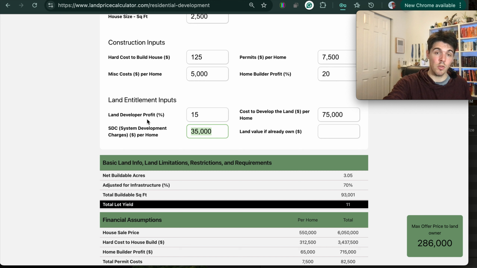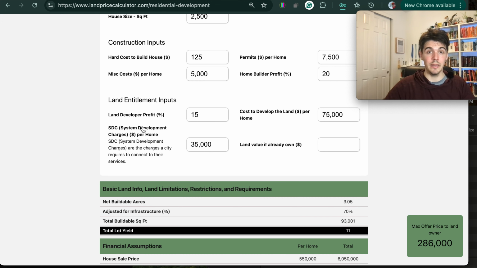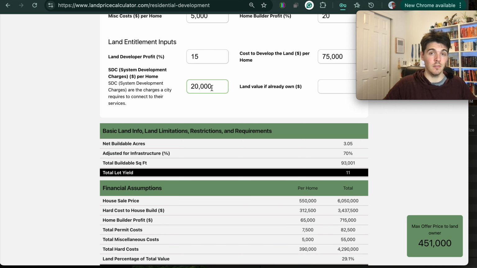Now, system development charges per home, depending on your city and county, they will charge drastically. I lived in a city where SDCs were $35,000. Where I live now, they're closer to $20,000. SDCs are fees you pay to the city so that they can maintain the roads, the parks, transportation systems. They can maintain the sewer and water systems. It's a large chunk of money that you pay at the beginning of a development.